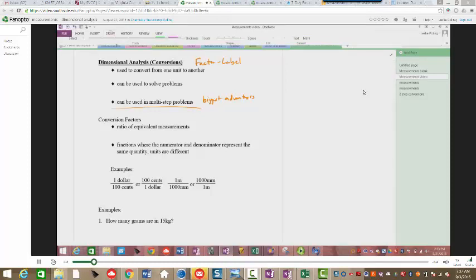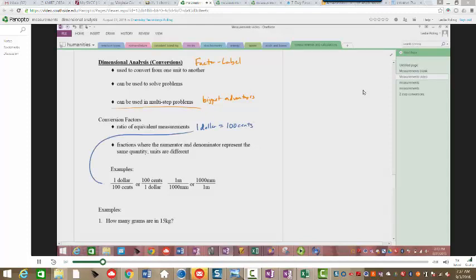So what we need to start with is we need a conversion factor, which is a ratio of equal measurements. So, $1 equals 100 cents. And that's why we can turn that into those fractions. And since the numerator and the denominator are actually equal to each other, we can multiply by it and it doesn't change the value.